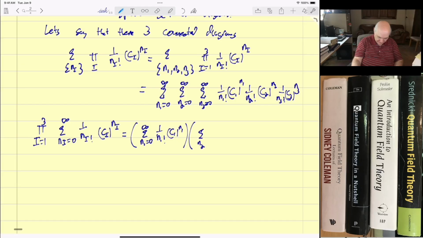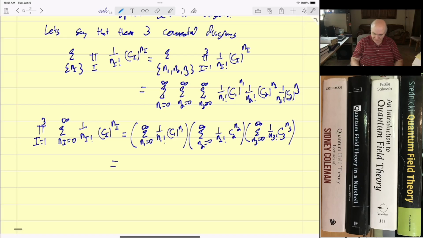Sum from n2 equals 0 to infinity, 1 over n2 factorial c2 to the n2. And then sum from n3 equals 0 to infinity, 1 over n3 factorial c3 to the n3. Okay. Now, if you just expand this out as you were doing, it's a bunch of sums times a bunch of sums. So we can have one term here, one term in the middle, and one term in the final.